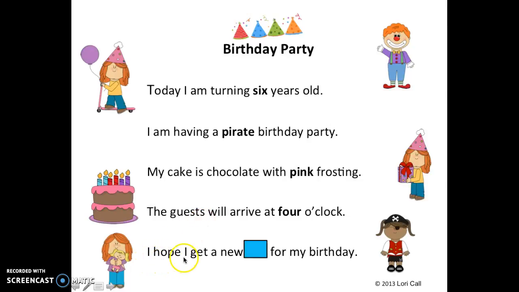I hope I get a new blank for my birthday. I hope I get a new, I wonder if this picture goes with this sentence. Doll. I hope I get a new doll for my birthday.